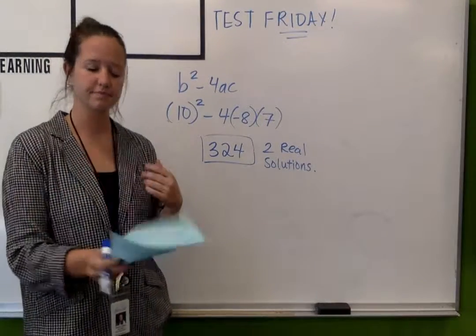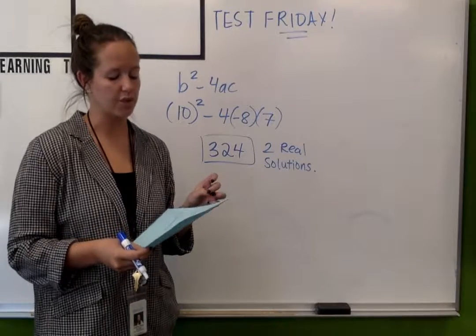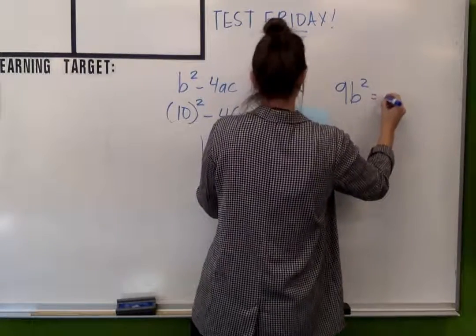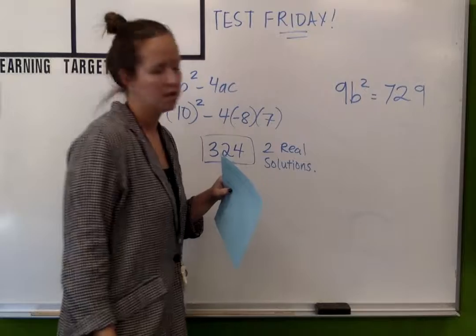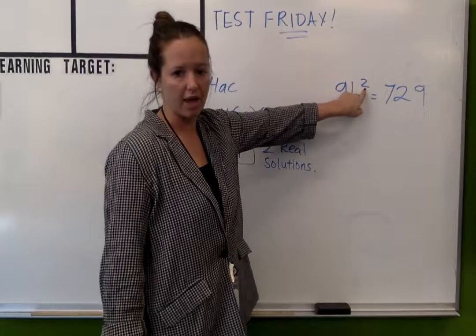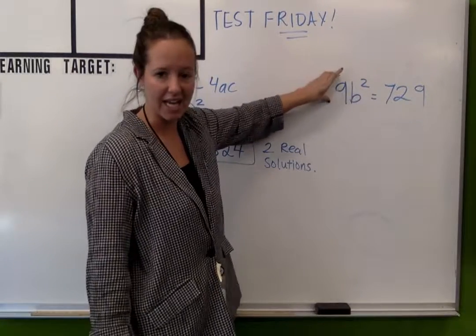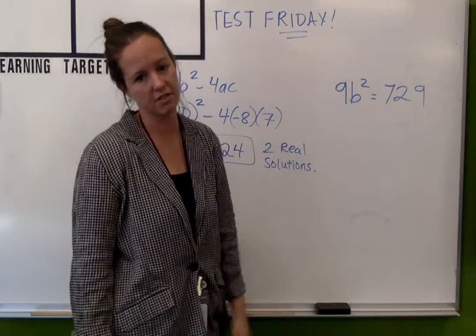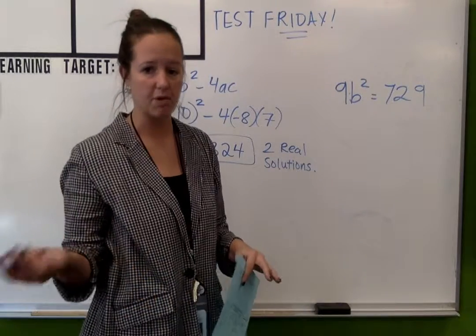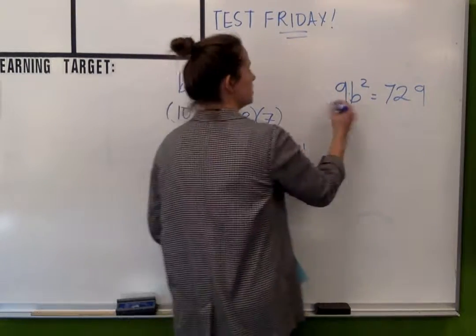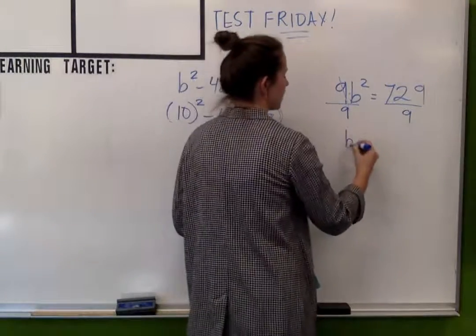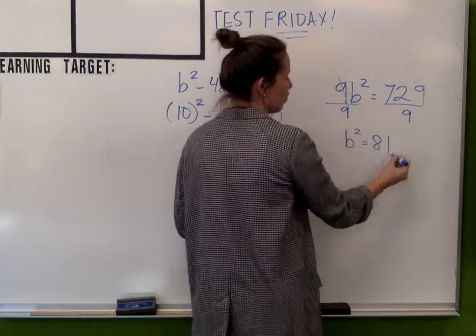So that's number 1. Number 2 says solve each equation by taking the square root. So this one says 9b squared equals 729. And it might be really tempting to just square root, just stab it right off. But you can't stab the squared away until you get the b squared by itself. This 9 is in the way. So you need to get rid of the 9 first. The opposite of multiplying is dividing. So divide both sides by 9 first. Now you have b squared equals 729 divided by 9 is 81.